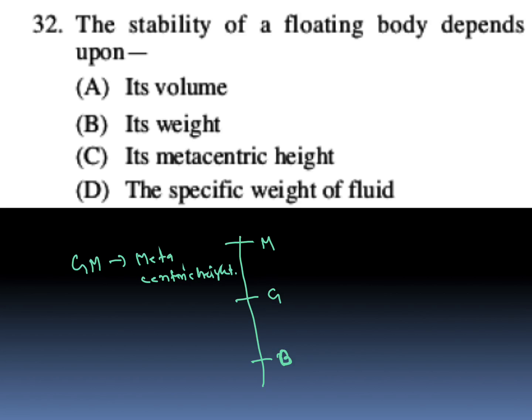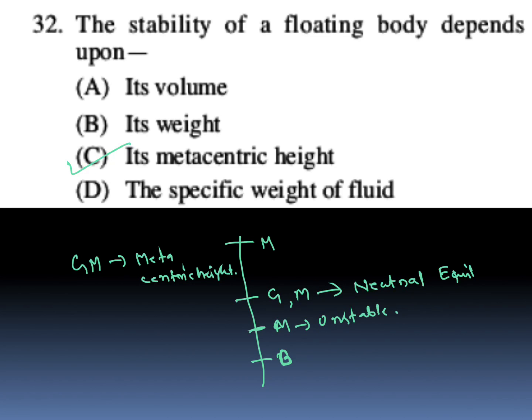If the M point coincides with the G point, then the body will be in neutral equilibrium. And if the M point is below the G point, then it is unstable. And for stability, M should be above G.